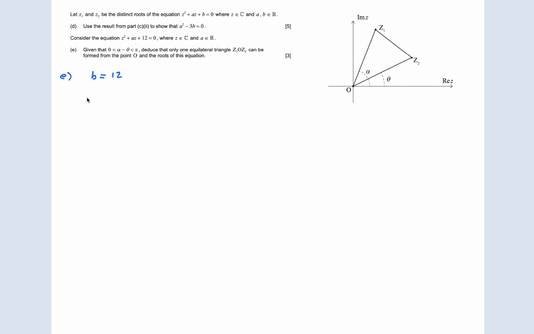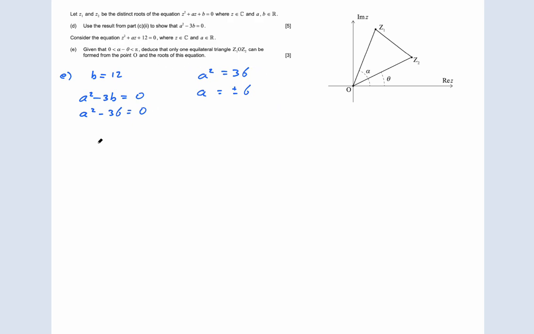And from part A, we know that a squared minus 3b equals 0. So a squared minus 3 times 12, or 36, equals 0. A squared equals 36, so A is equal to plus or minus 6. Now the goal is to deduce that only one equilateral triangle can be formed from the point O and the roots of this equation.